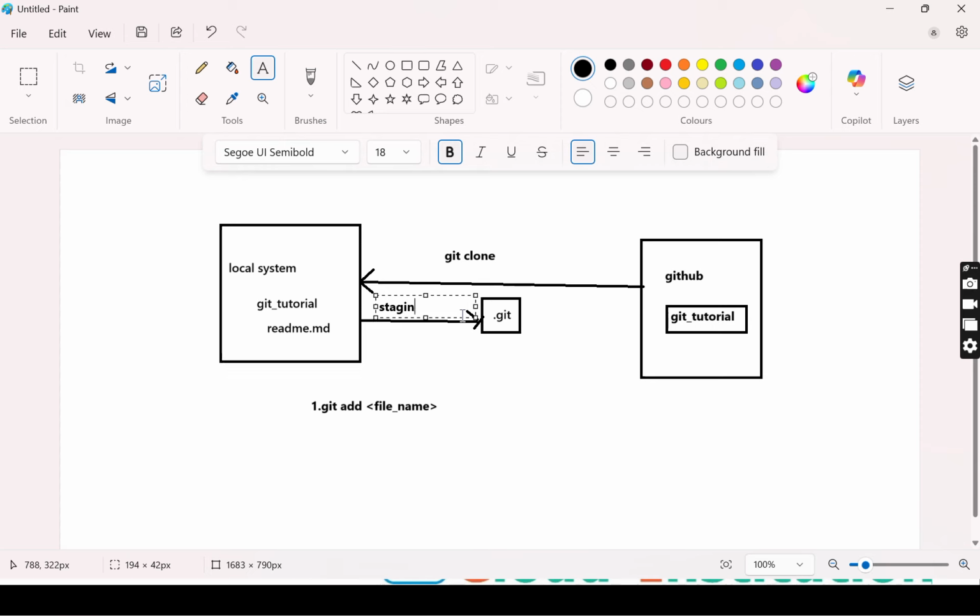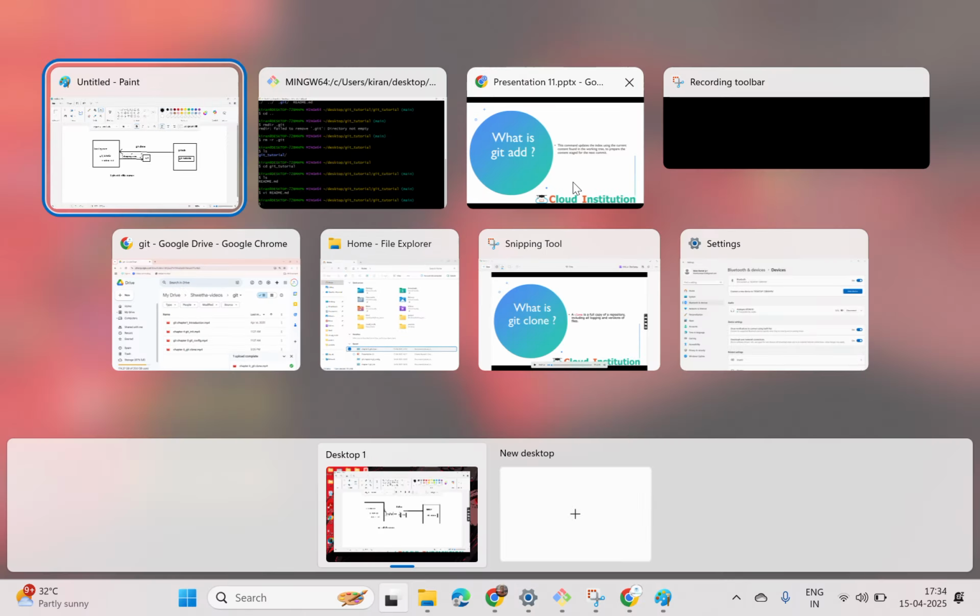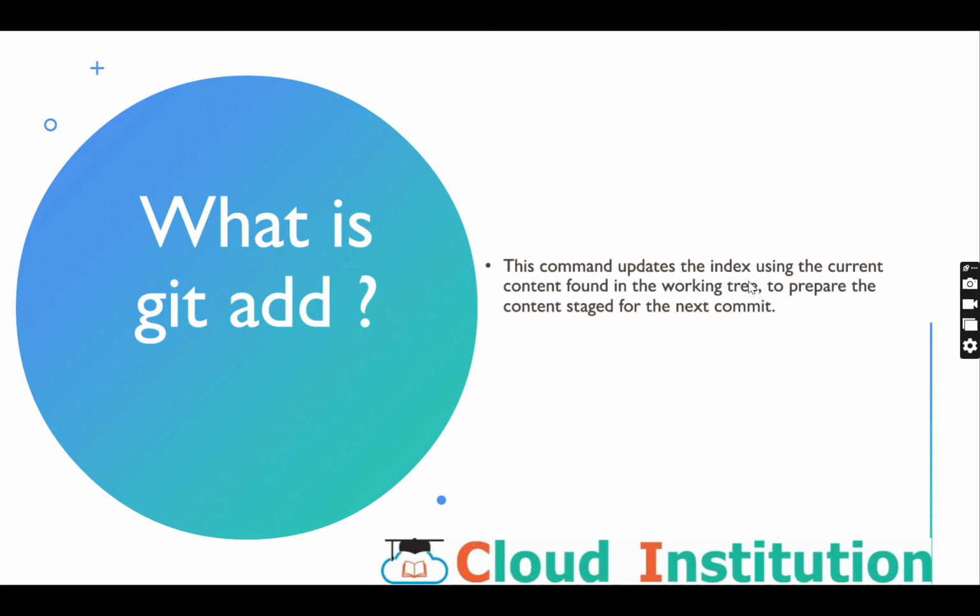So when you use git add, to commit whatever file is there, it has to be moved into the staging area first. When you use git add, it will be moved to the staging area. In the PPT also I have shown you that: this command updates the index using the current content found in the working tree, and prepares the content staged for the next commit. It means if I want to commit, it has to be in the staging area.